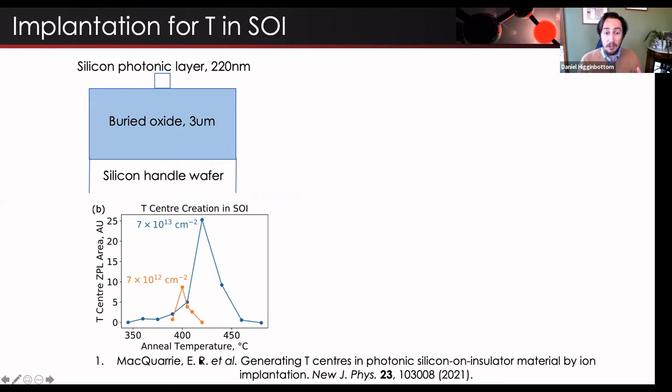The recipe is basically we implant carbon with a variable dose. We rapidly thermal anneal that sample at about 1000 degrees Celsius. Then we implant hydrogen, again with a variable dose. Then we boil the sample for some time. Then we do a rapid thermal anneal at a lower temperature. About 450 degrees is the optimum for creating T centers. And by following this recipe, we're able to make concentrations in SOI which are as high as 10 to the 13 per cubic centimeter.